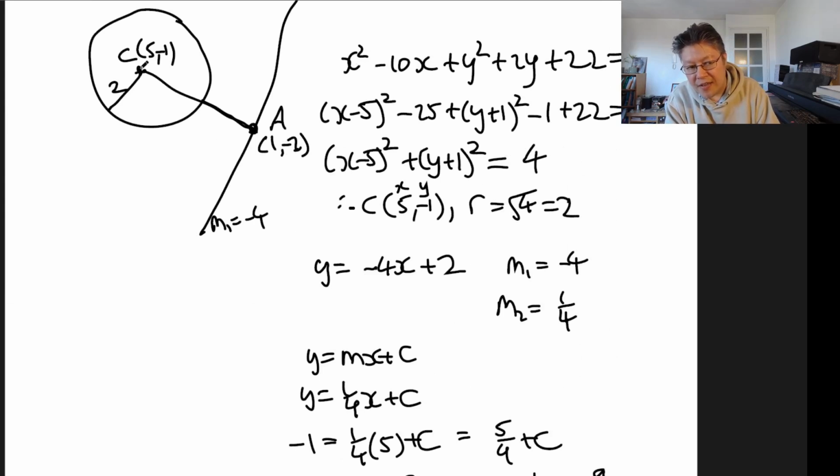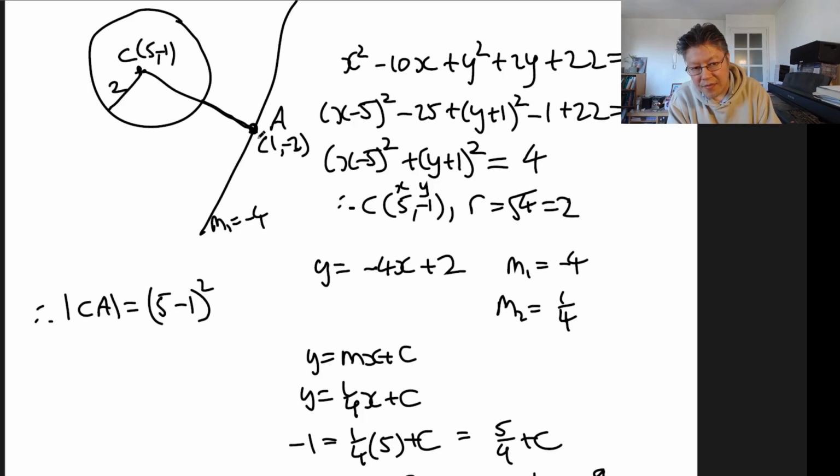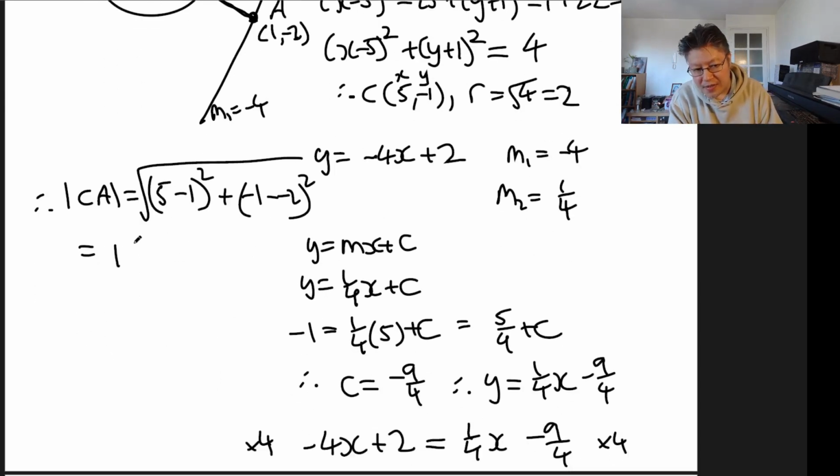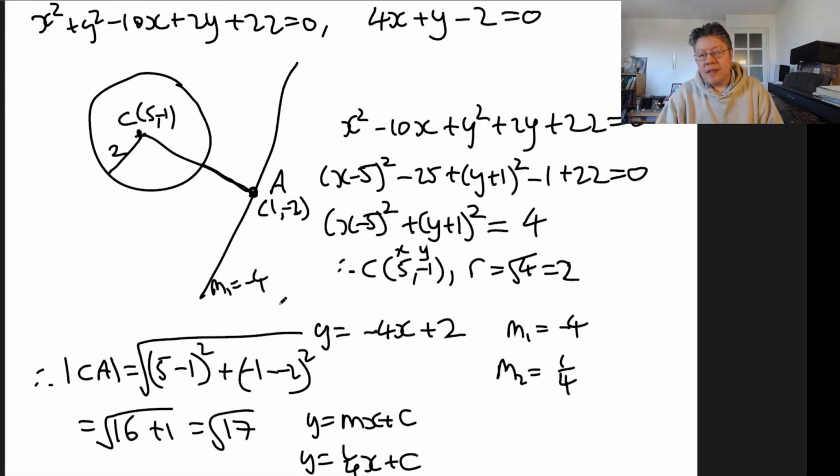And now that we've got that, we're now ready to get this big distance, the distance CA. So we'll do it over here. So therefore, the length CA, and we can use the distance formula. So it's 5 minus 1 all squared. Plus, and it's a minus 1 and a minus minus 2. All squared and then rooted. So that equals, that's 4 squared is a 16. And this is 1 squared, which is a 1 all rooted. So that equals root 17. So we now have that the big distance here is root 17.